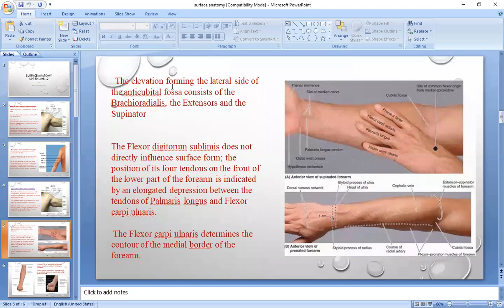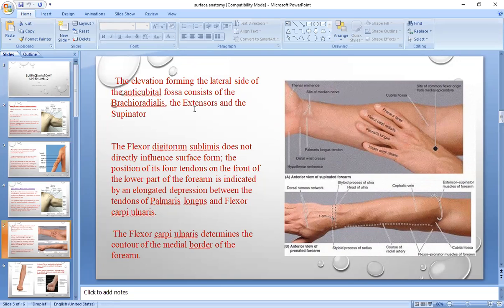Next, the elevation forming the lateral side of the antecubital fossa. If you identify, this is the cubital fossa. On the lateral side of the antecubital fossa, there is a slight elevation. Have you appreciated this elevation? This elevation consists of the brachioradialis, the extensors, and then the supinator. All these three muscles form it.